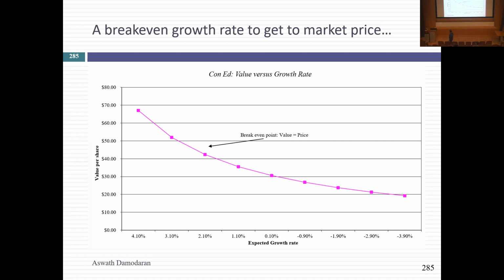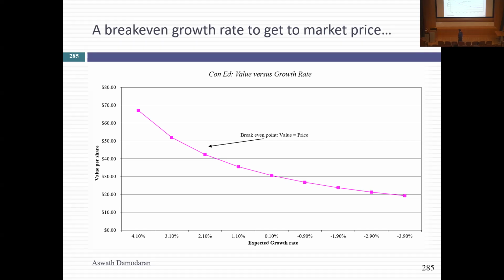Okay? This is called a break-even growth rate. In your valuation, you can actually solve for it. The revenue growth, for instance: tell me what revenue growth I would need in my company to get a value equal to the price. It's a great exercise in seeing how much buffer you have in your assumptions.